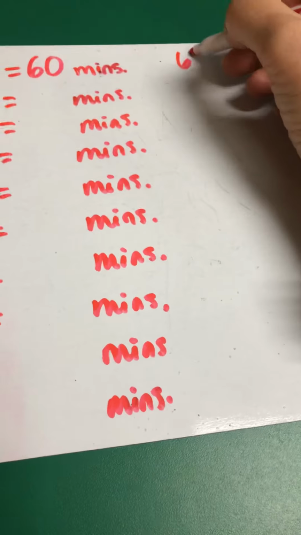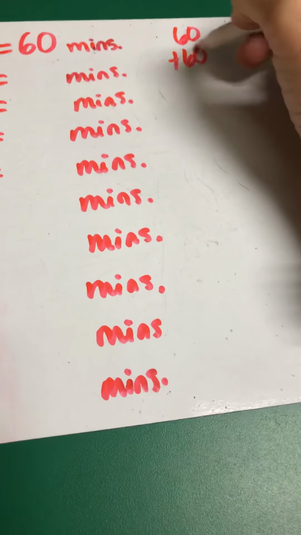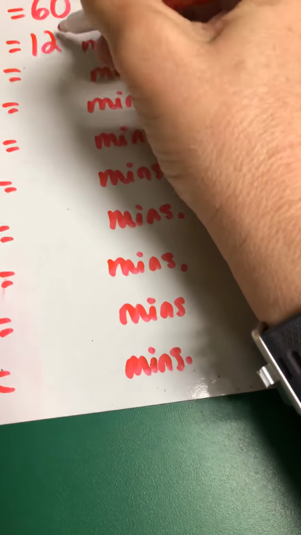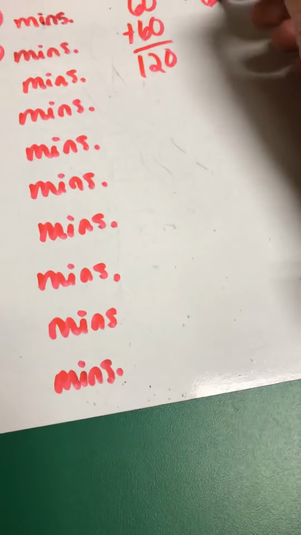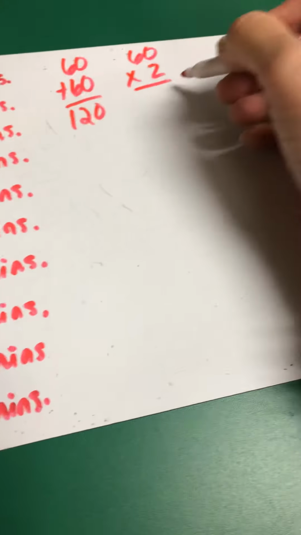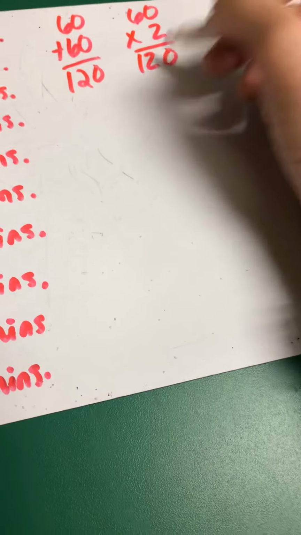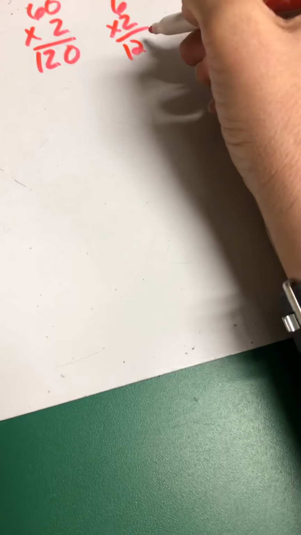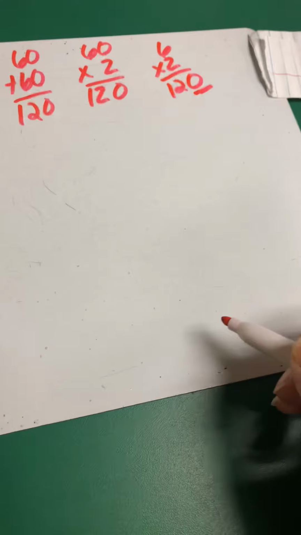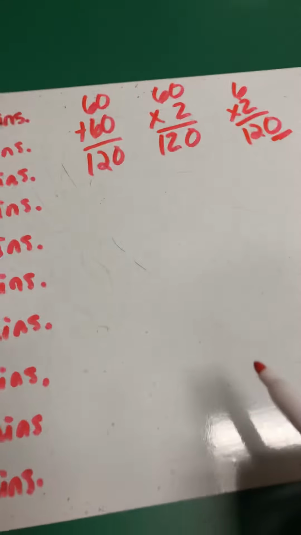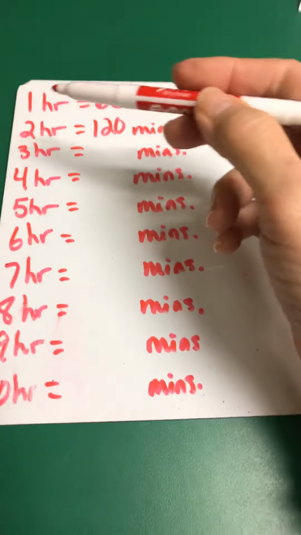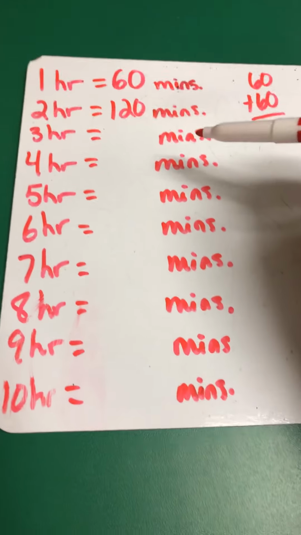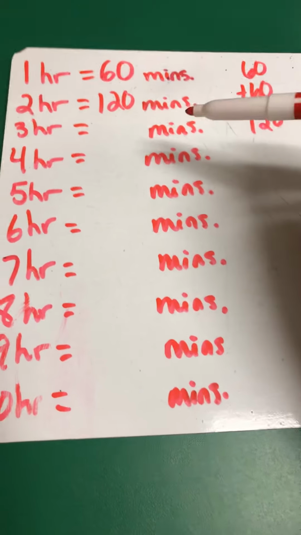Well, I could do 60 plus 60 and get 120, or I could think 60 times 2, or I could think 6 times 2 and add my 0 onto it. Any of those ways are fine. But if you're thinking of converting hours to minutes, I want you to know that if you know your 6 times table, it's going to help you a lot.